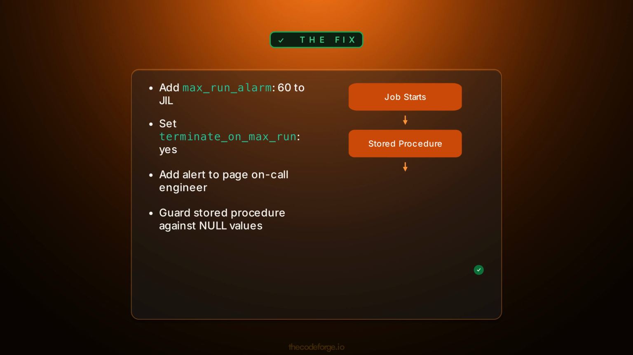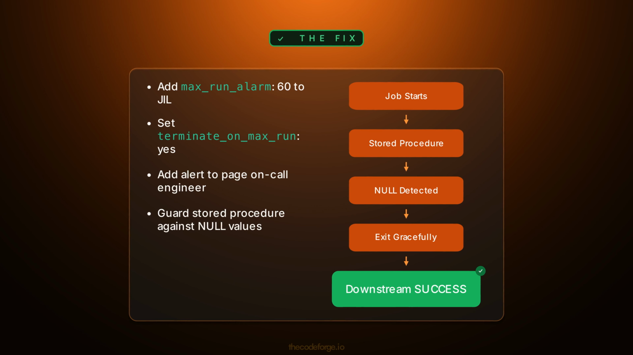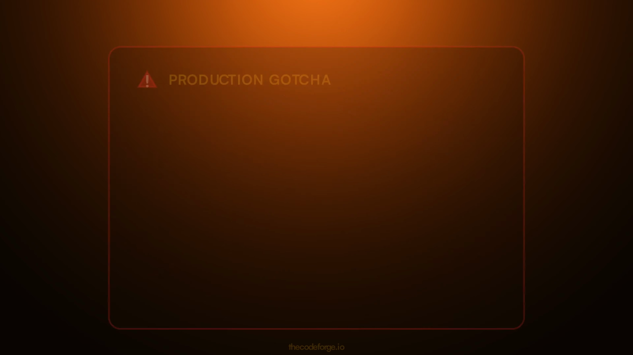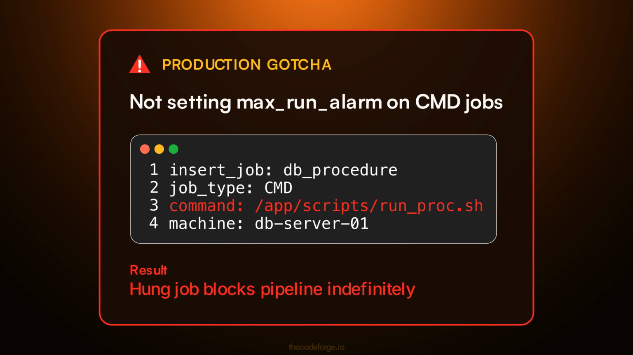The fix was to add max run alarm, 60 and terminate on max run, yes to the JIL definition. This ensures the job is killed after 60 minutes if it hangs. Also added a null check in the stored procedure to exit gracefully. This job has no max run alarm. If the script hangs, AutoSys will never terminate it. Always set max run alarm on every CMD job that calls external processes, even simple database calls.